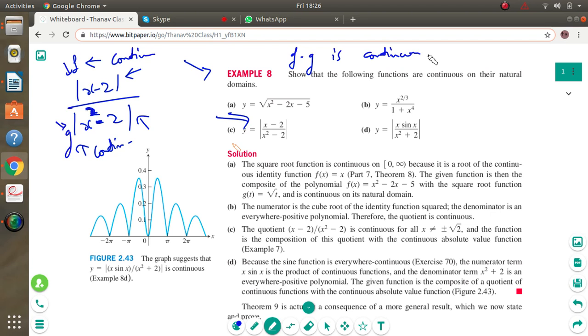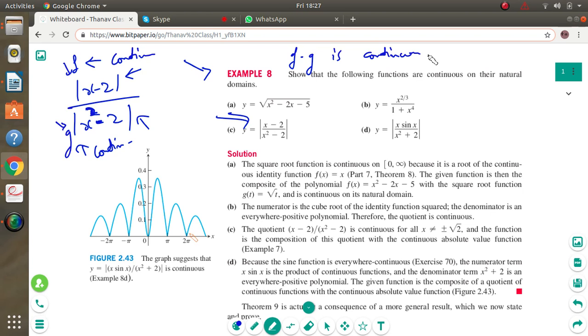Also, any mathematical thing, like f to the power g, that is also continuous, provided it's not something that disobeys the continuity. Okay. So any more arguments here? I mean, any more doubts?